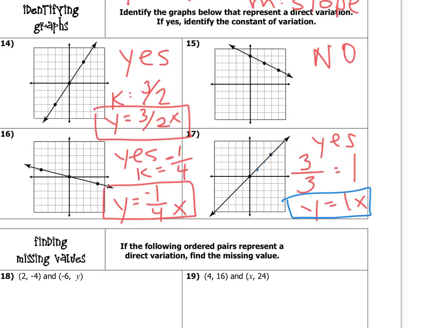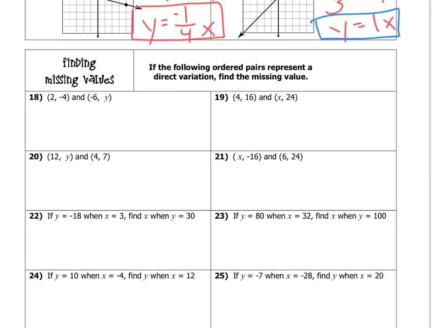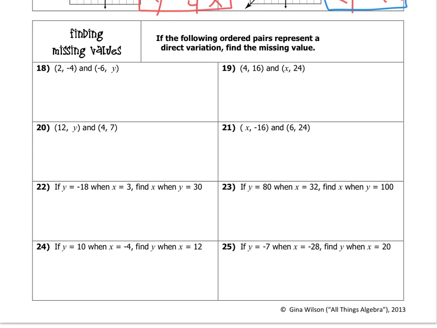All right. Now let's go on and scroll down here to the bottom. It says if the following ordered pairs represent a direct variation, find the missing value. So the formula you're going to use is basically to write y over x, and that has to equal y over x. So you take your 2 points and you see if it equals y over x both times, or what the constant of variation is going to be.